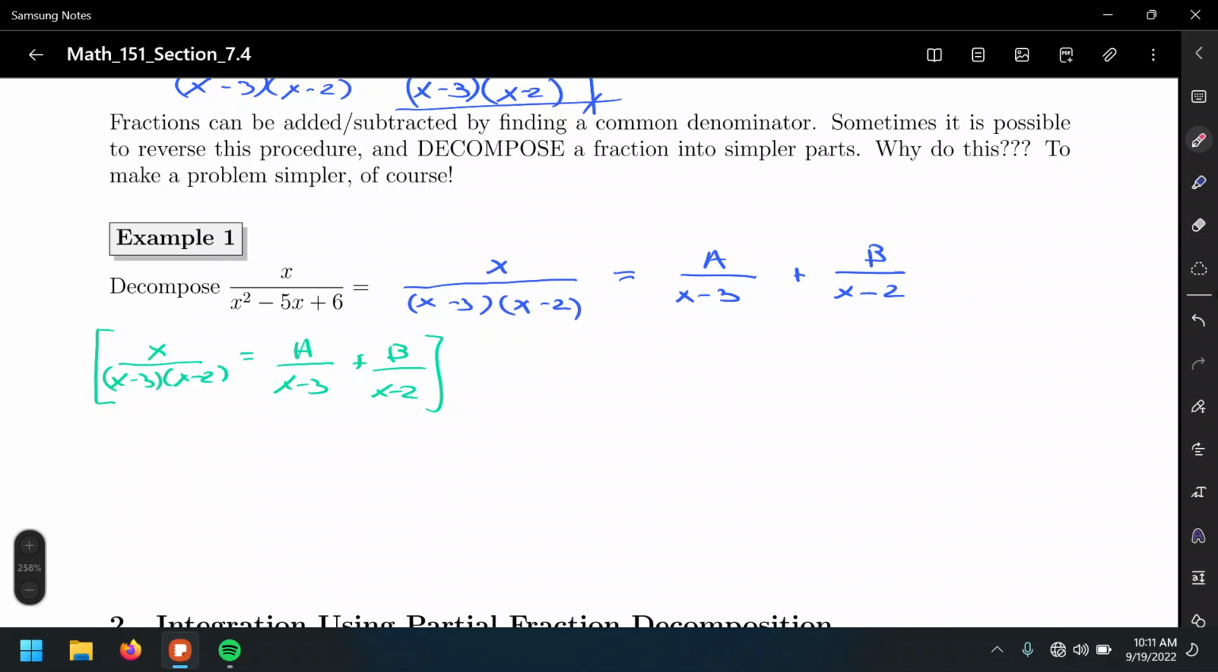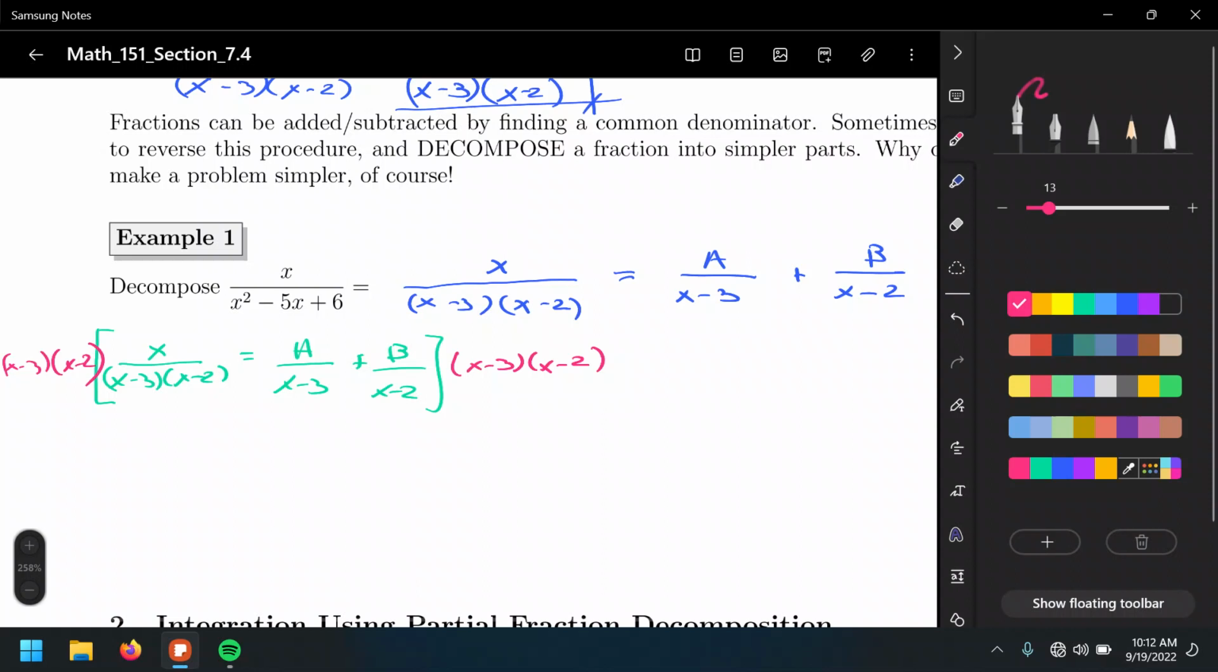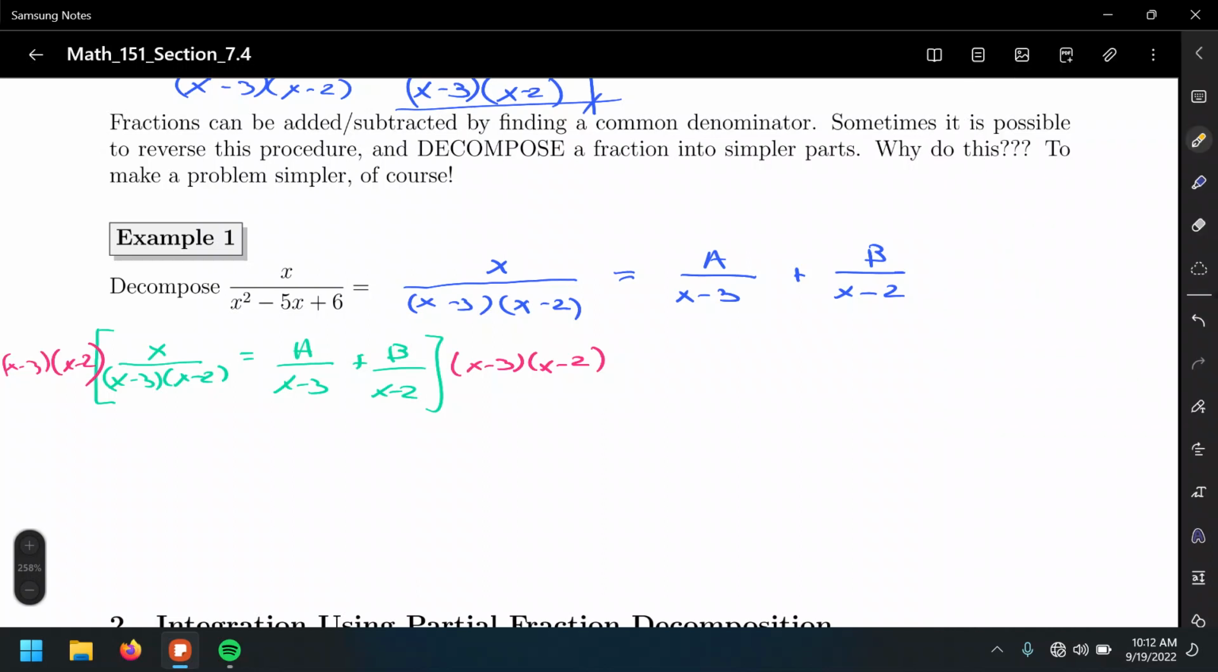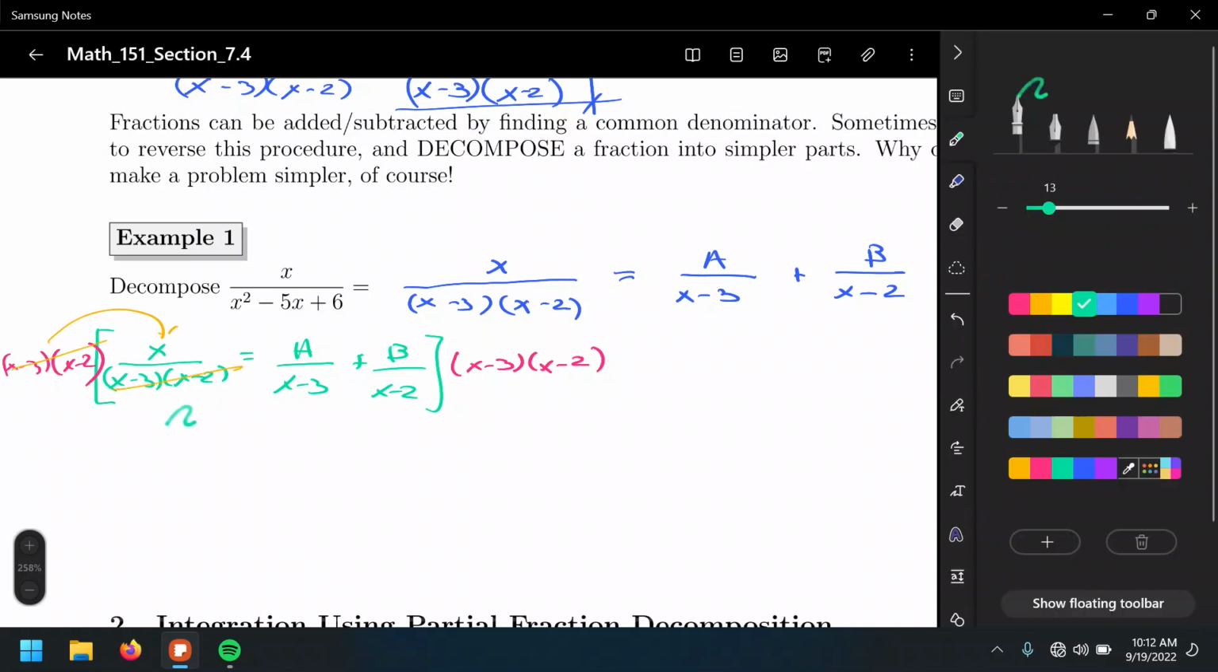In this case, the least common denominator, again, is that quantity that cancels out every single factor that you see in the denominator of every single fraction. So in this case, the LCD would be the product of these two factors, that is x minus 3, x minus 2. So what happens when we distribute this? When we distribute this, notice how everything cancels here, leaving us with x equals, when we distribute these two, x minus 3 times x minus 2.